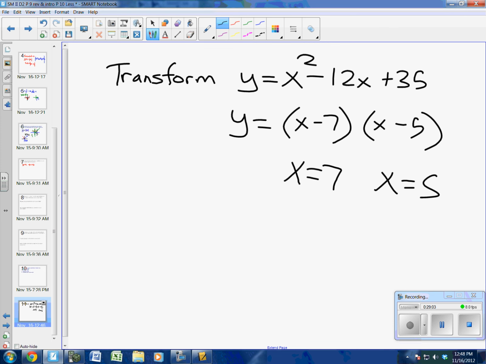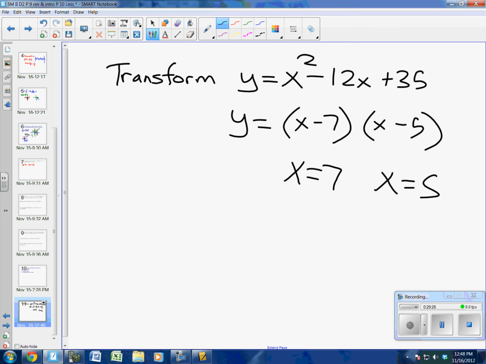Okay? That's what it means when I say transform it into. I took it directly off that word. I don't like that word, because when we talk about transformations, we're talking about moving functions around. But it says transform y equals x squared minus 12x plus 35 into a form that will help you find the zeros, okay? And what they mean is factored form.